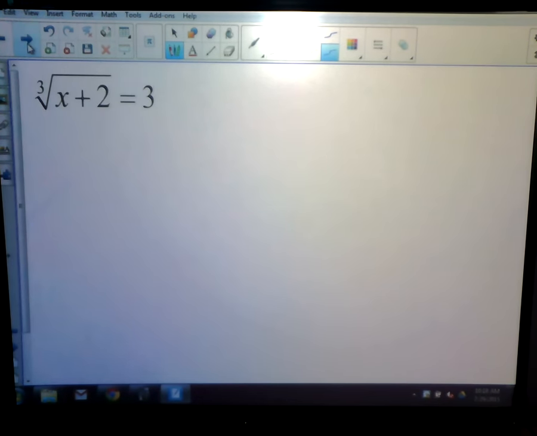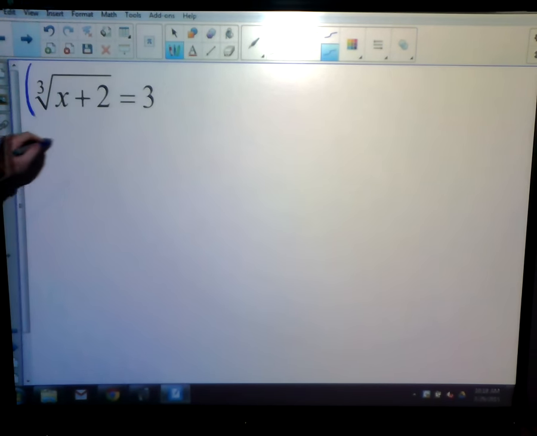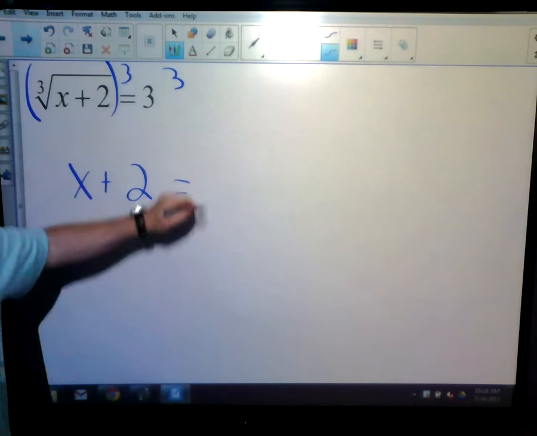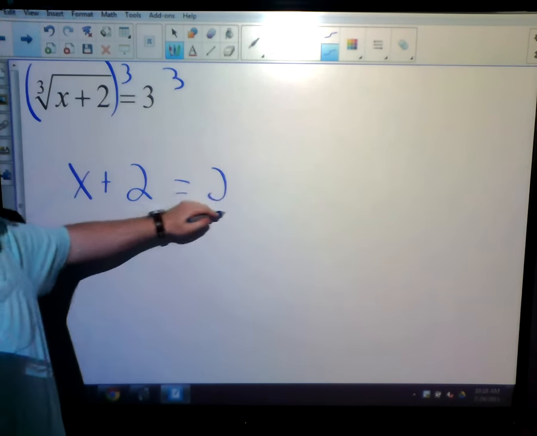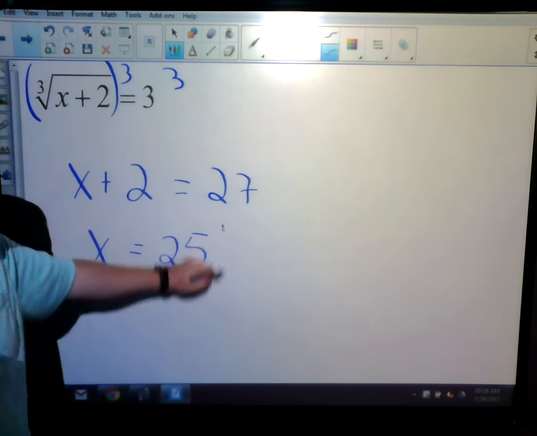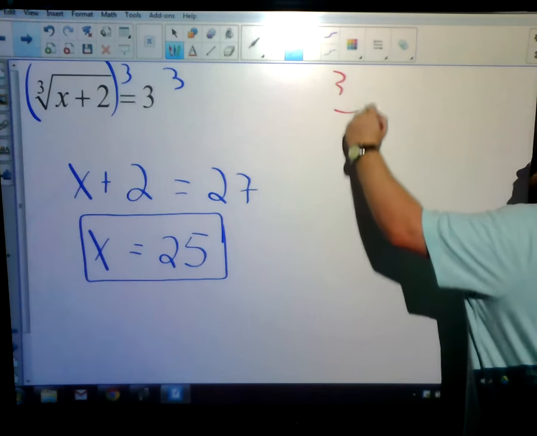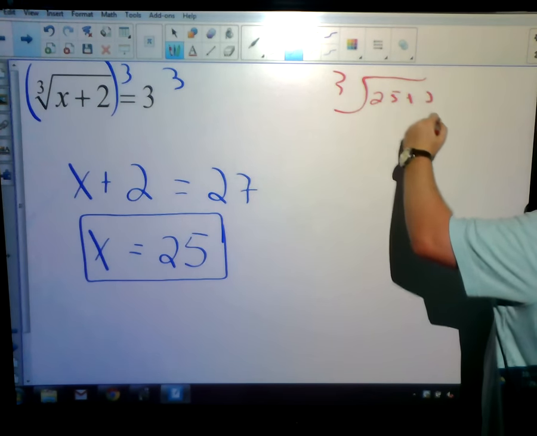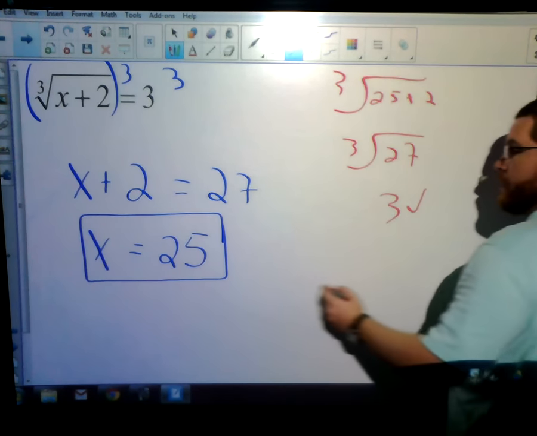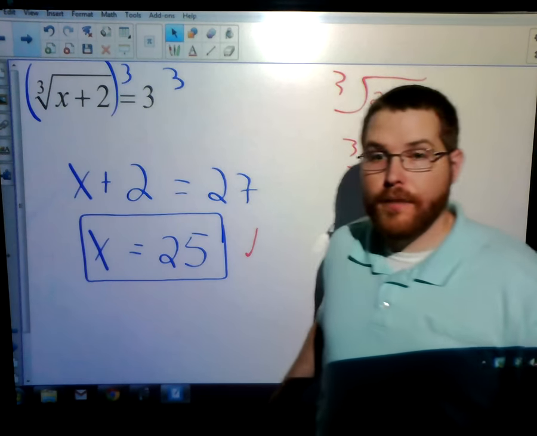Cube root. Well, it's by itself, so what cancels out a cube root? A third power. Here I get x plus 2. The third power of 3 is 27. Solve. x equals 25. Check your answer. Cube root of 25 plus 2. That's a cube root of 27. The cube root of 27 is 3, which is what I wanted. It works. What would cancel out a fourth root? A fourth power.